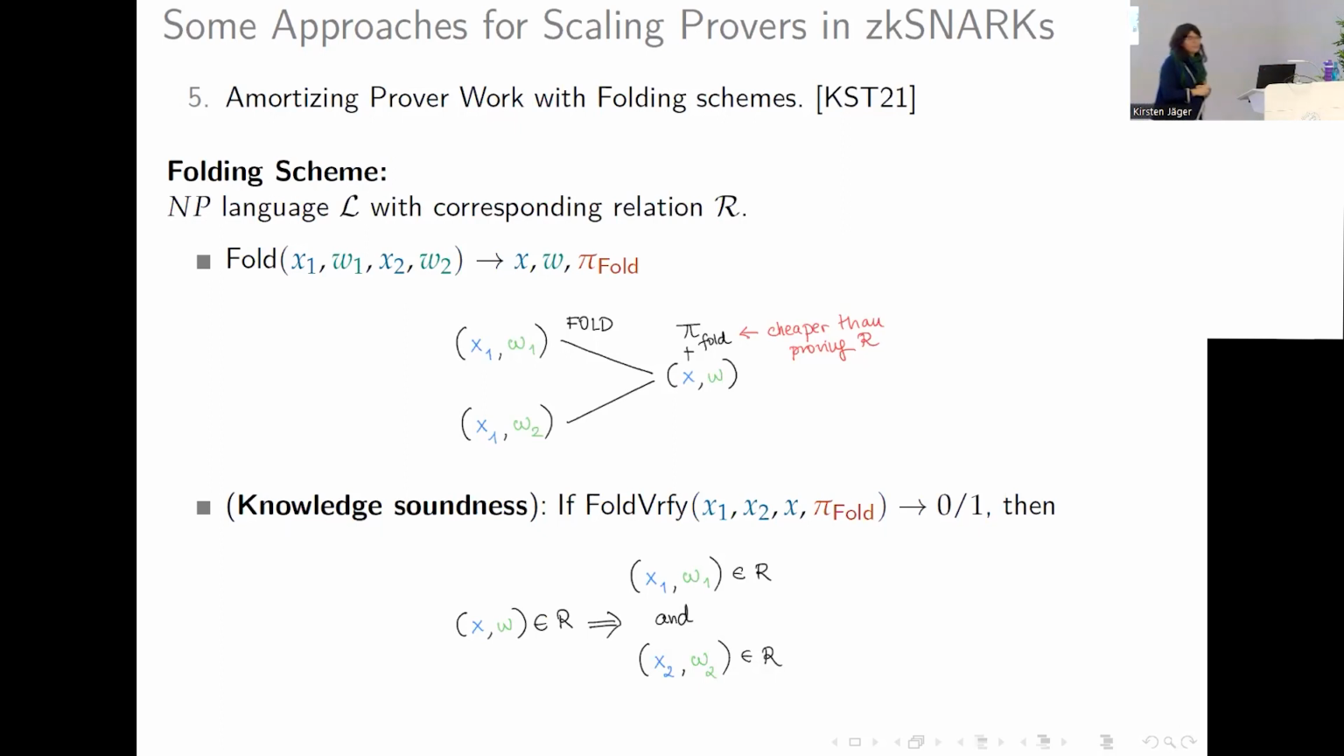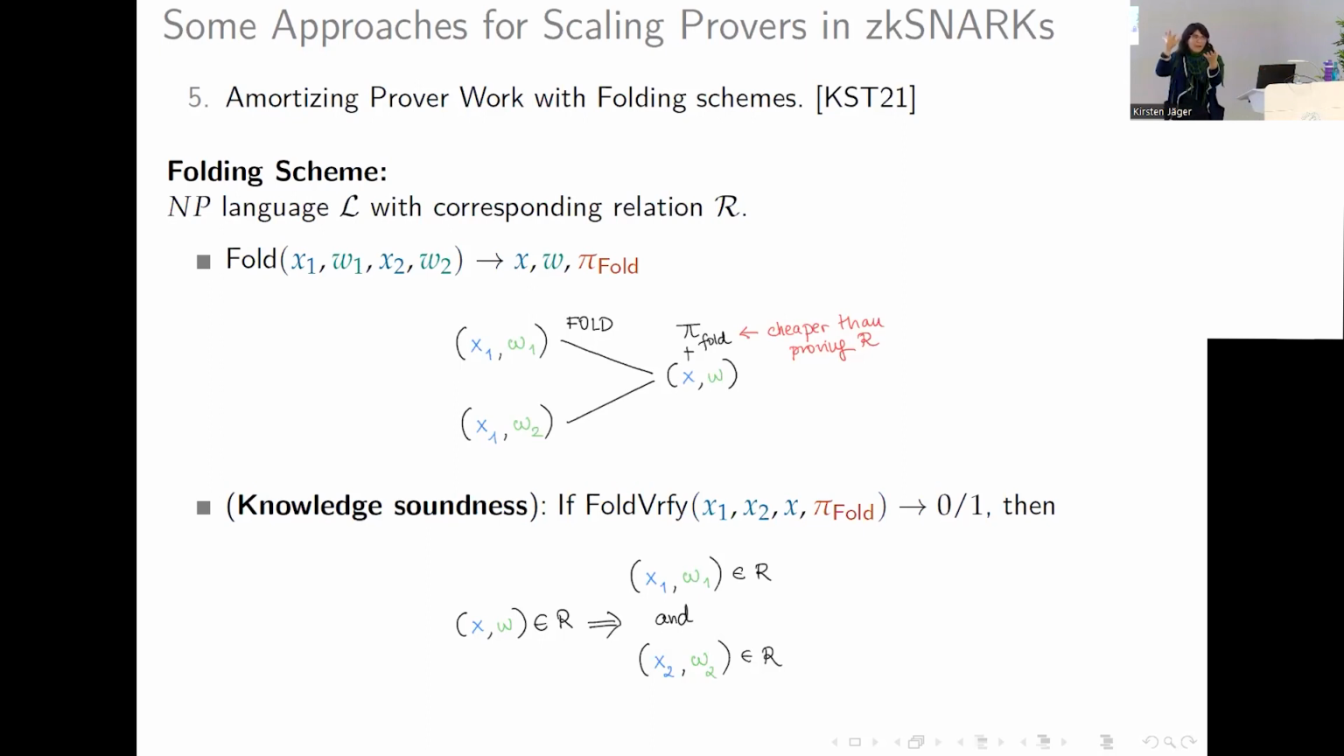What is a folding scheme? A folding scheme is a way, so if you have an NP language and a relation, the idea is that a folding scheme consists of two algorithms, a fold algorithm and a verify algorithm. So what folding essentially does is if you give me two instances of the language, I reduce it to a single instance.